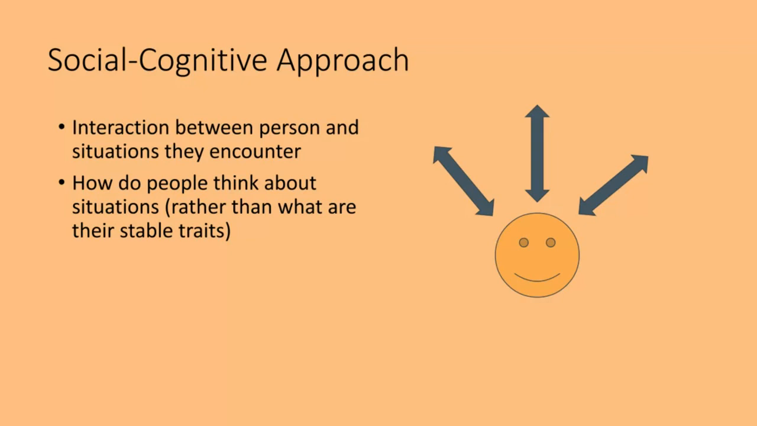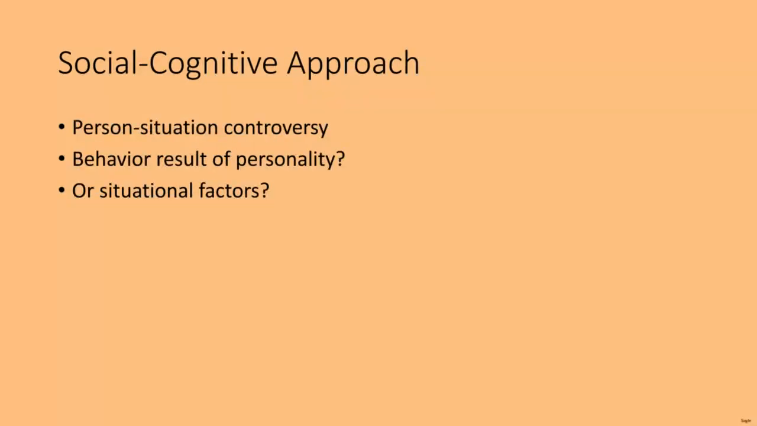So the social cognitive approach is one way to think about personality, and it's more thinking about the interactions between a person and situations that they encounter in life, rather than focusing on what traits that person possesses, but how they handle situations that they encounter. And at the core of this is what's called the person-situation controversy.